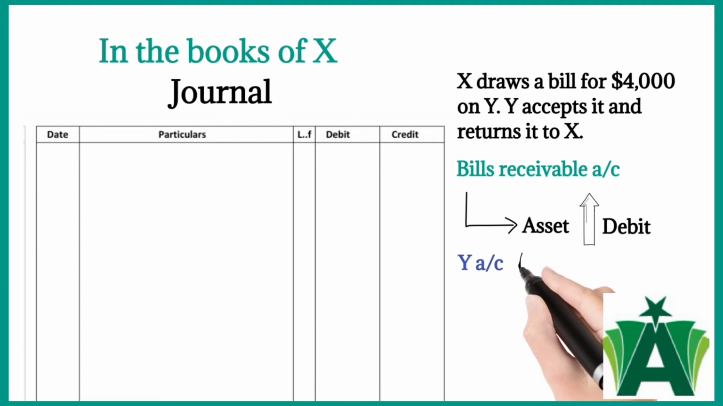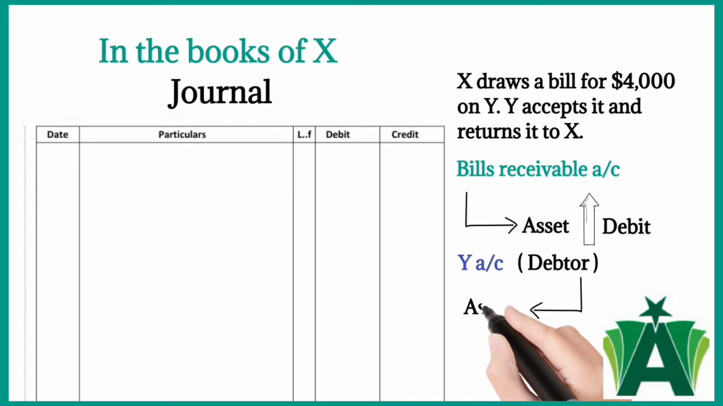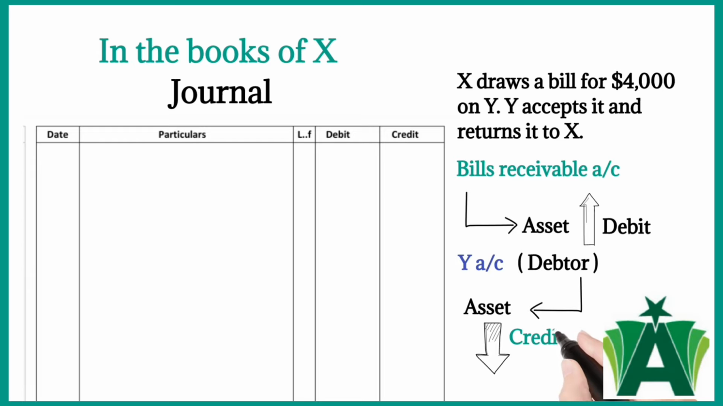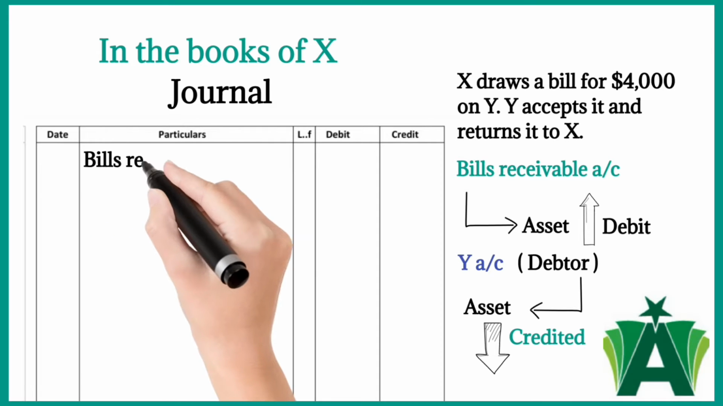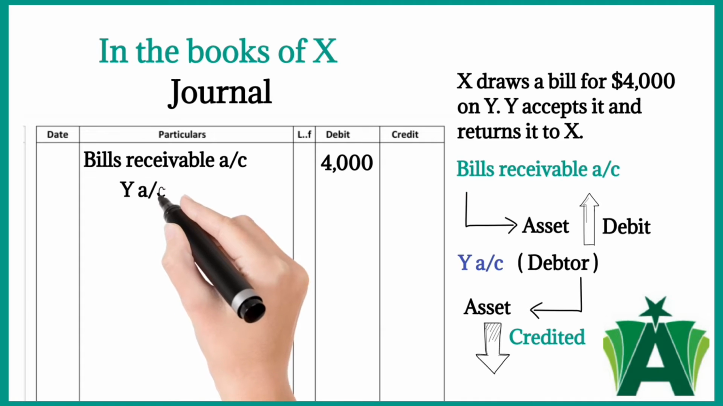The second account is Y account. Y is a debtor and nature of debtor is an asset. When asset decrease in business, account will be credited. Now bills receivable account debit with $4,000. Y account is credit with the same amount.